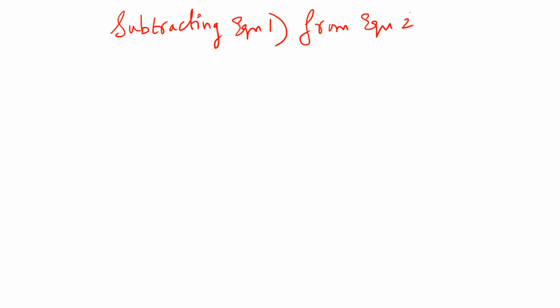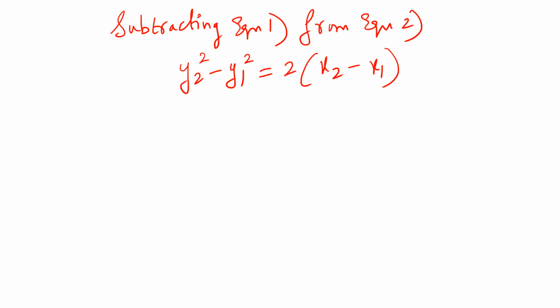Now students, we subtract equation 1 from equation 2. So we get y2 square minus y1 square equal to 2 times inside the bracket (x2 minus x1). Now since from equation 3 we have (y1 minus y2) upon (x1 minus x2) equal to 1 upon root 3, this clearly implies that x1 minus x2 cannot be equal to 0. So I can easily divide both sides of this equation by x2 minus x1.